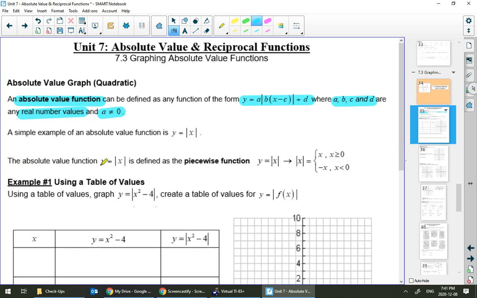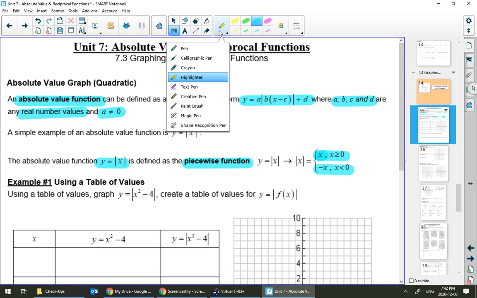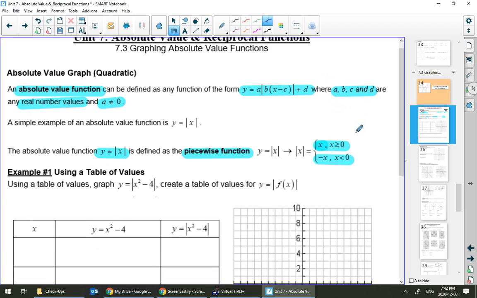And it's important to note that y equals absolute value x is a piecewise function. So in other words, we have to consider different sections of the graph. If x is positive, then x can be greater than or equal to 0. If we have negative x, then x is less than 0. And again, we're going to get into piecewise functions a little bit more in another lesson. All right, so let's take a look at our first example here.